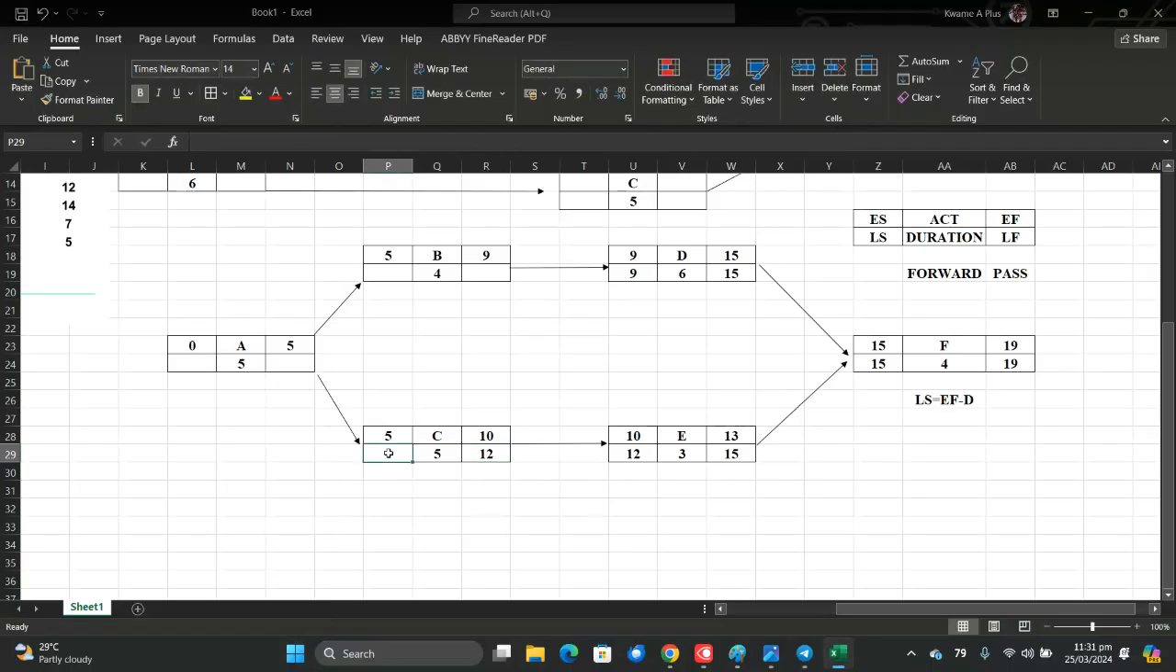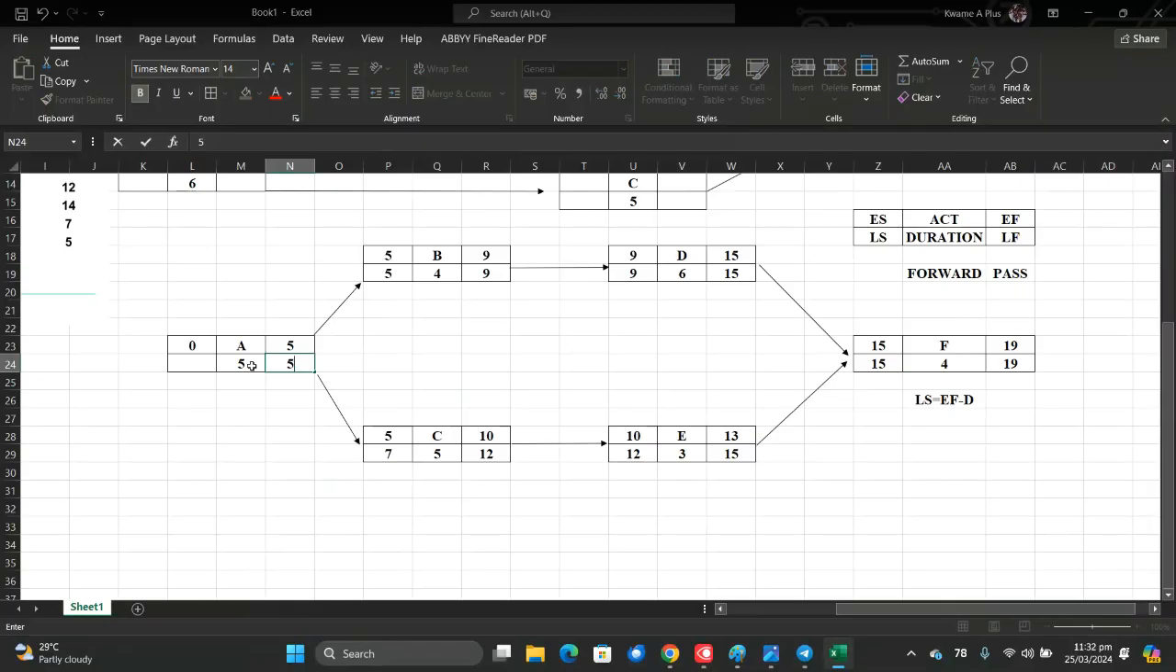And then here becomes 7. So here the latest start is 9, so here becomes 5. Between this and this, just know if it was a forward pass, we would have picked the highest figure. But because it is a backward pass, we pick the least figure, that is 5. So here becomes 5.